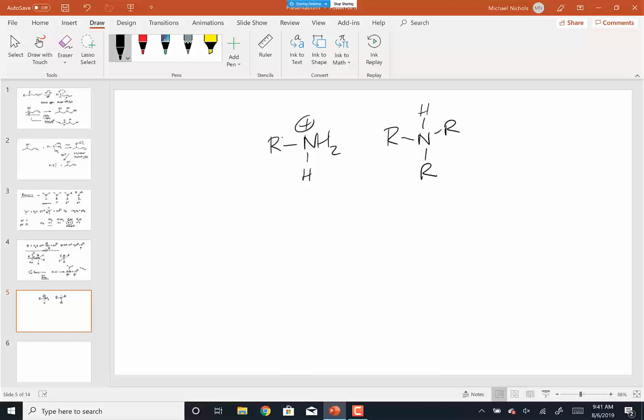For instance, which one of these two is more water soluble? Or which one of these two will water solvate better? Primary ammonium or tertiary ammonium? Why?